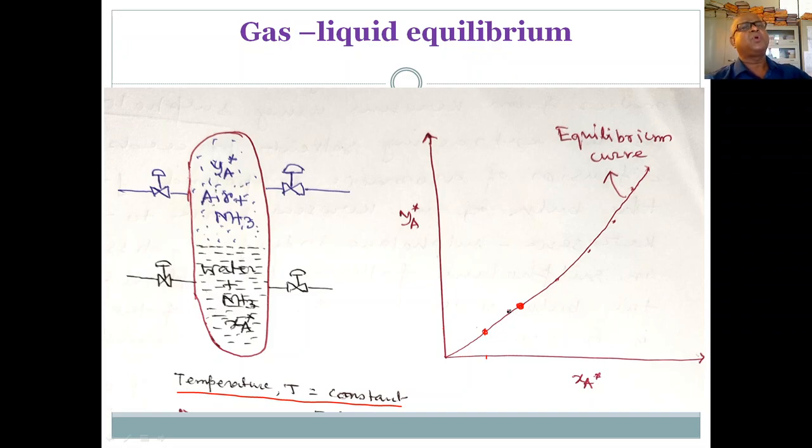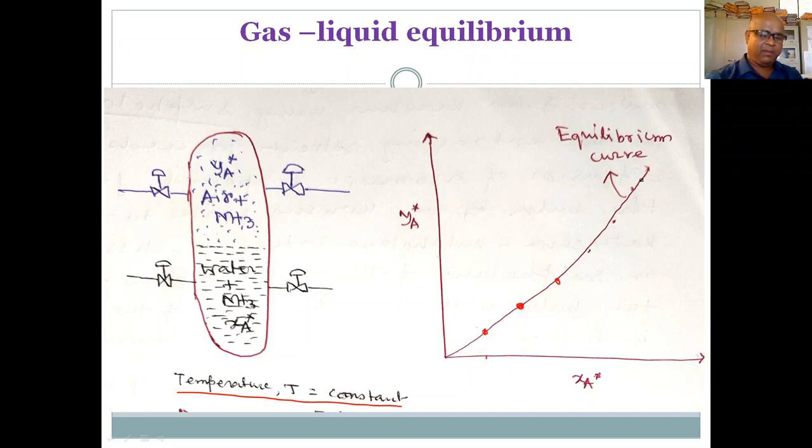Then I put some more ammonia into this one, and again it will take time to reach another equilibrium. When we take the sample at equilibrium, I will measure the y star and x star. Let's take this as the point. In this way I can make these points, and then if I draw through them, this is the equilibrium curve.